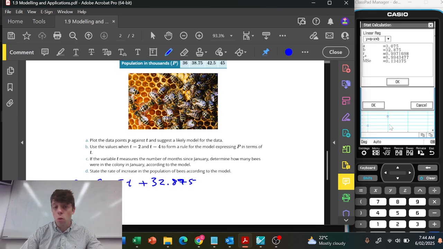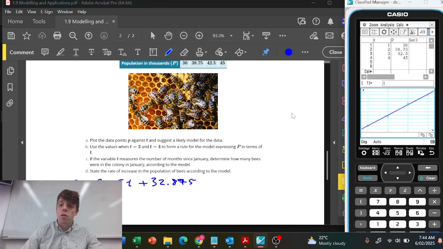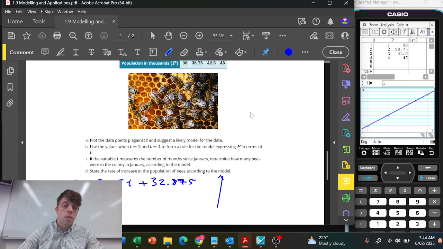Of course, the question is also requiring us to graph this. So in order to do that, we would just come up with our rough model. It doesn't have to be perfect. Ideally, you'd be using a ruler for this, of course. But we have here, this is our P, which is the population in thousands.